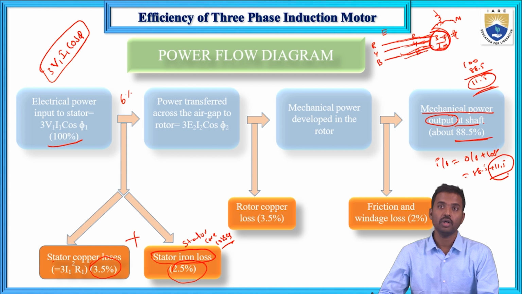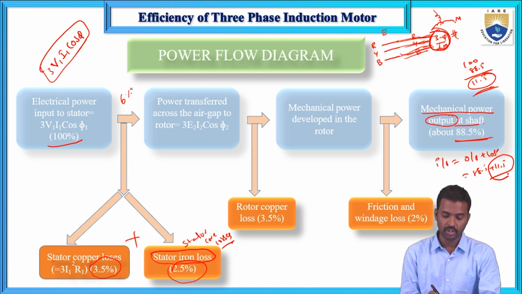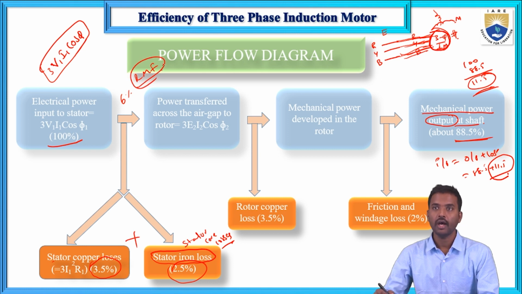Now the rotating magnetic field, RMF, will be generated, and it cuts the rotor conductors.